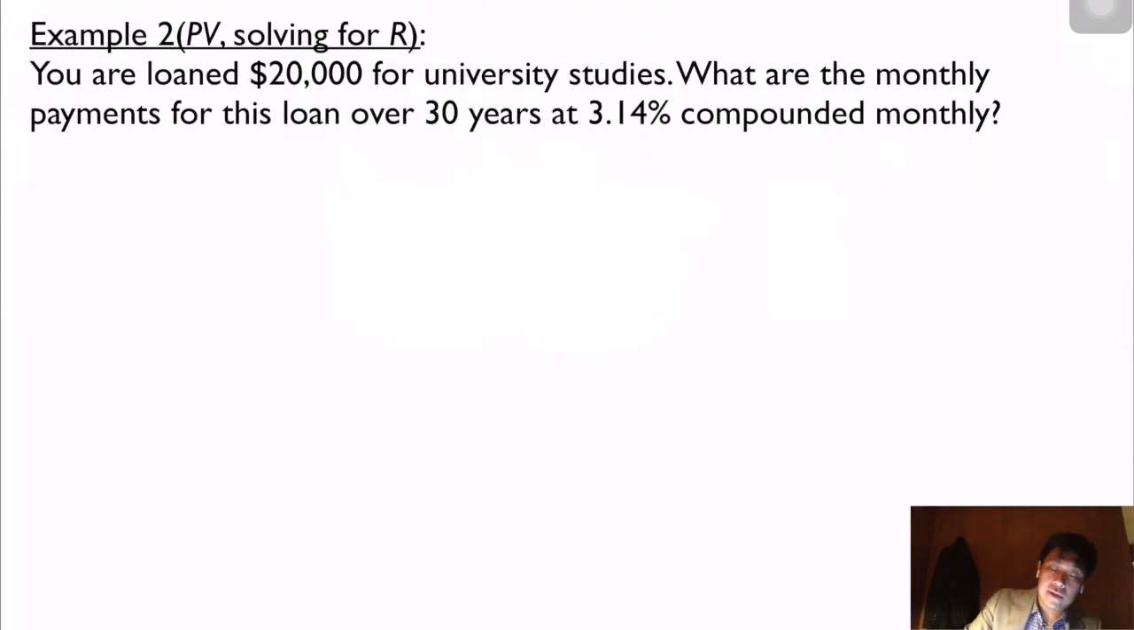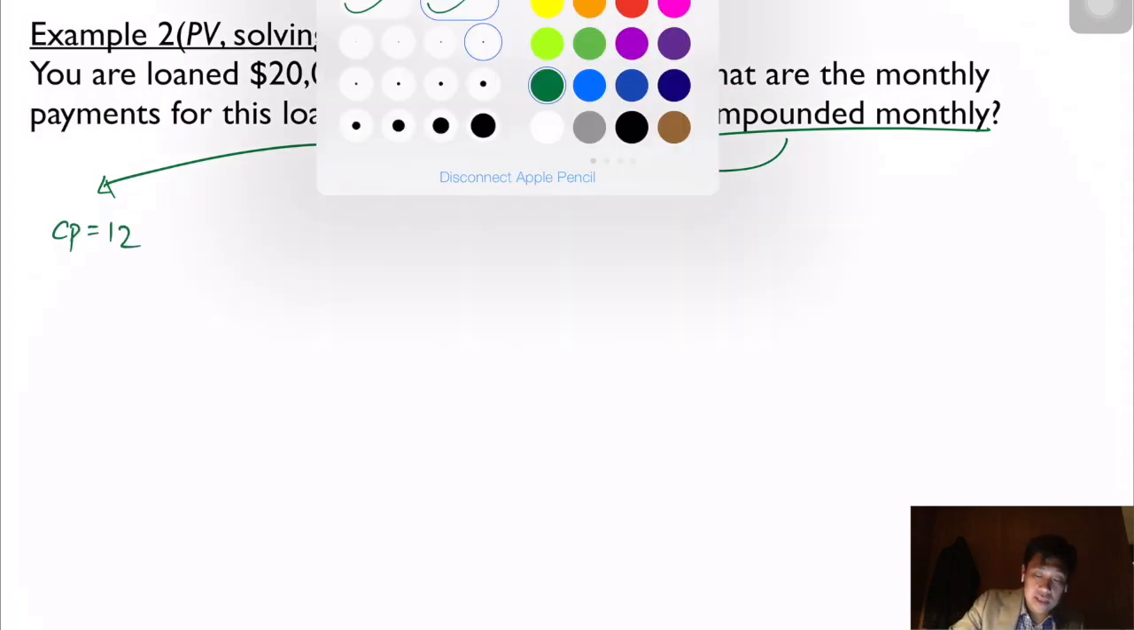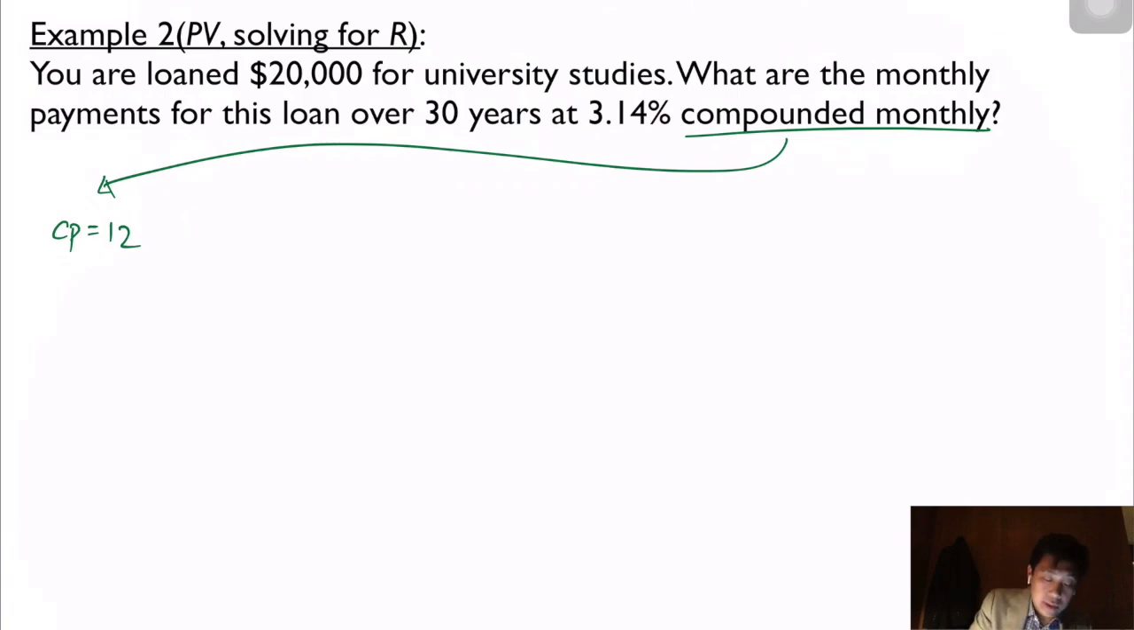Okay, and this is where you would probably want to pause, try to figure out your keywords, your hints here for the problem itself. Otherwise, here we go. Again, it's compounded monthly. You know that CP is 12, and it's rather obvious with the second sentence. However, still, you are loaned a certain amount already. So if you're already loaned a certain amount, you can't be solving for the present value because that's what you were given up front. You were given $20,000.